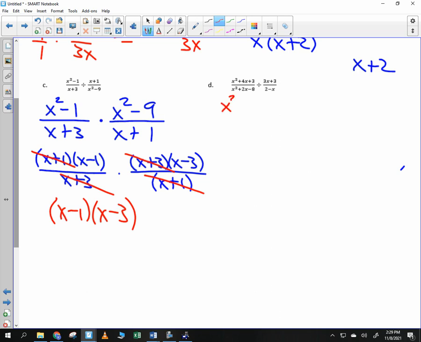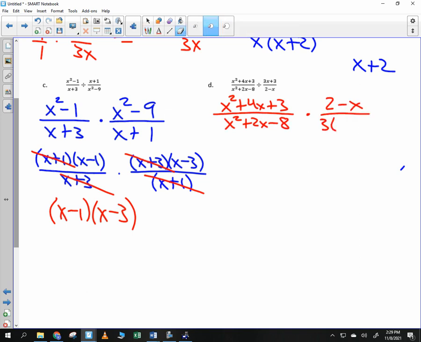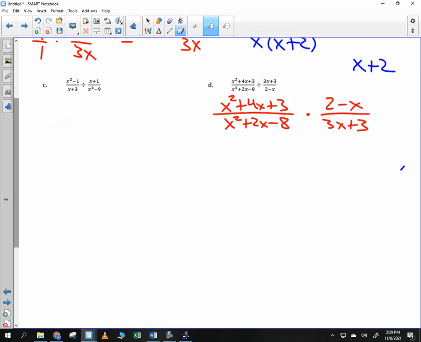All right. And the last one. X squared plus 4x plus 3 over x squared plus 2x minus 8 times 2 minus x over 3 times, whoop, I'm sorry, I won't factor yet, times 3x plus 3. All right. X squared plus 4x plus 3, how does that factor?